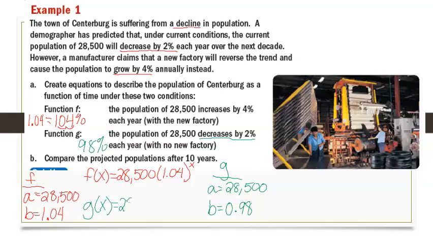into 28,500 times 0.98 raised to the x power. Okay, so there's part A done. We created our functions. Now on to part B.